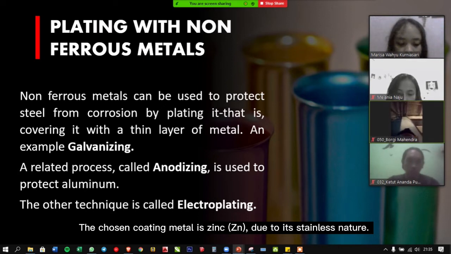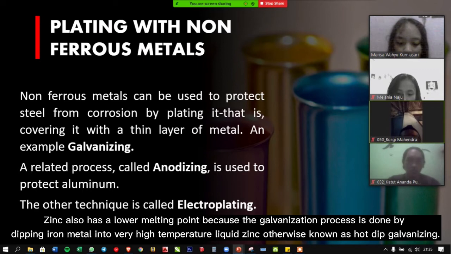Due to its stainless nature, zinc also has a lower melting point, because the galvanization process is done by dipping iron metal into very high temperature liquid zinc, otherwise known as hot dip galvanizing.